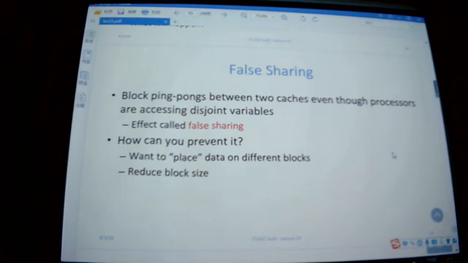False sharing. You can see the block ping pong between two caches. Ping pong is ping pong. Yeah, ping pong is a sport in China. Between two caches, even though processors are accessing disjoint variables, we can see an effect called false sharing. How can you prevent it? One is to place state on different blocks. Two is to reduce block size.